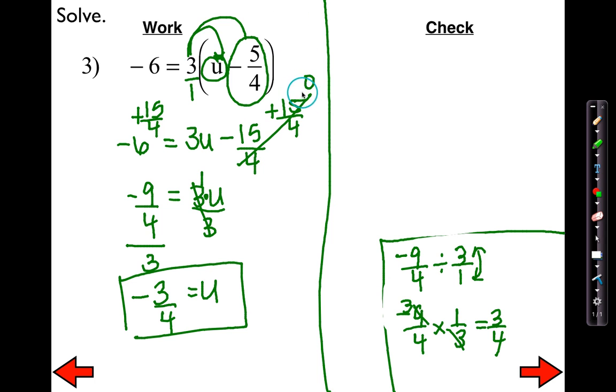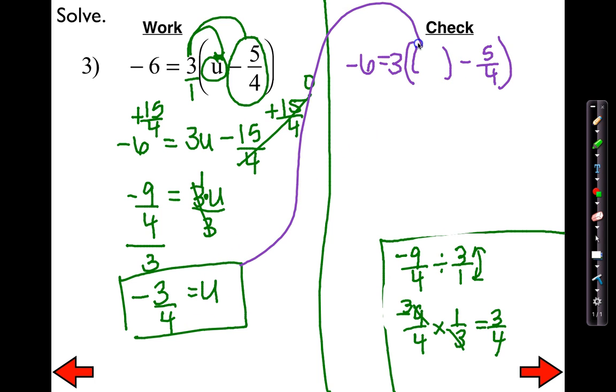I'm going to go ahead and rewrite the entire thing. -6 equals 3 parentheses, but instead of a U, I'm going to put an open set of parentheses. And I'm going to put -5/4 and then close the parentheses. Now what goes in this open parentheses? Well, of course, my solution. So we're going to go ahead and plug in our -3/4.